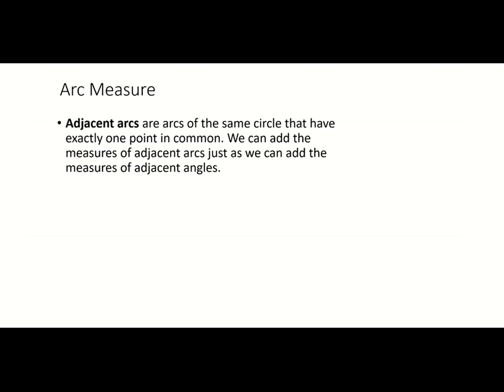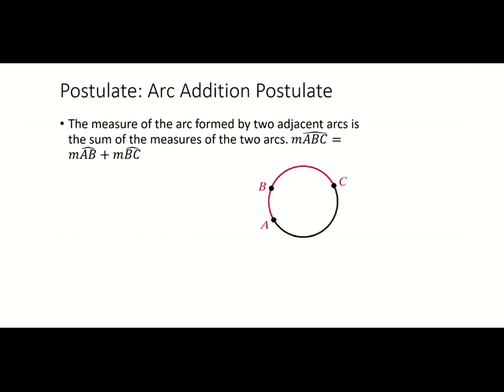Adjacent arcs are arcs of the same circle that have exactly one point in common. So if I were to draw a circle, and I again apologize for my drawing skills, here's my circle, here's the center of my circle, here is an arc, and then here's another arc. So they have this point in common. And you can add the measures of the adjacent arcs together to get one large arc, which we just talked about previously. That's our arc addition postulate.